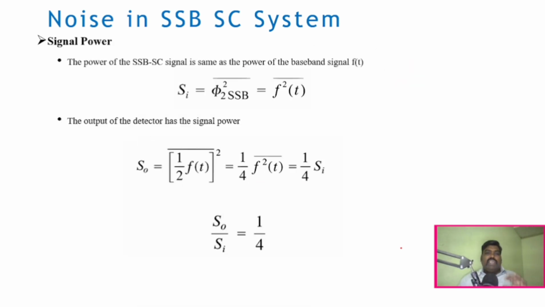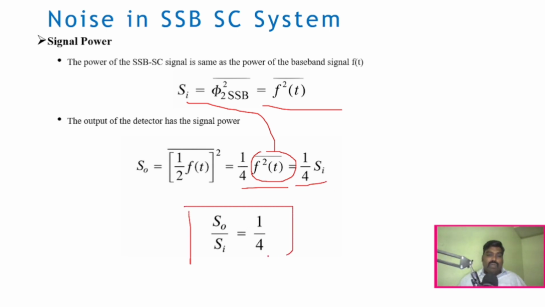Now we have to do the same thing for signal power, using the same calculation. The only difference is that the signal power here will be the same as the baseband signal, because it is an SSB-SC signal, so it is f²(t). To detect the signal power at the output, it will be the mean square value, which will be 1 by 4 f²(t). I have already explained this. This means we can write it as 1 by 4 Si, because f²(t) can be written as Si. So S0 by Si is equal to 1 by 4.